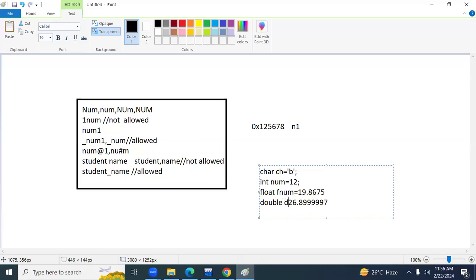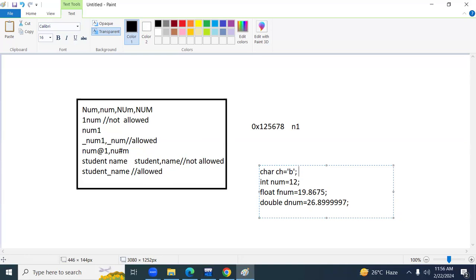And this is what? Suppose dnum is my double. Are you able to understand now? Are you able to understand how to declare a variable? Now, whatever variables we write over here, guys, depending on that, their size is going to be allocated inside the memory.